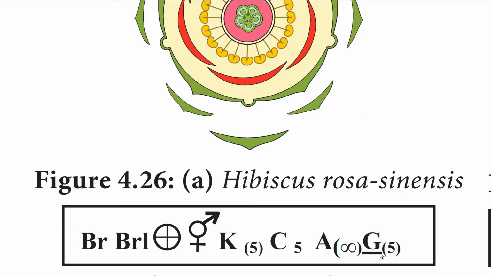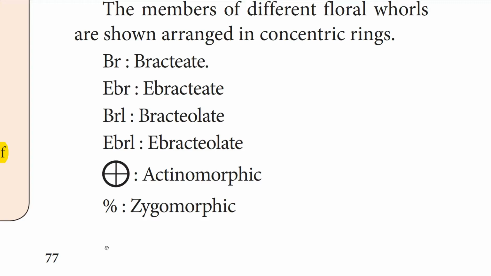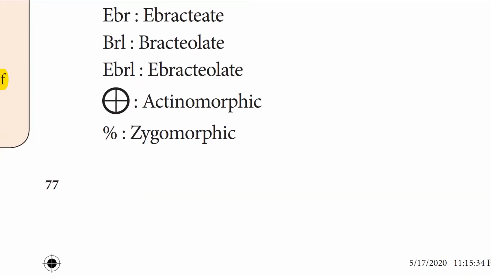Then the gynoecium is superior. It is with a superior ovary, and it is pentalocular, syncarpous, so the number 5 is written within the bracket, which represents the syncarpous ovary. Once again I repeat: BR for bracteate, EBR for ebracteate, BRL for bracteolate, EBRL for ebracteolate. This sign represents the radial symmetry of the flower, actinomorphic. The percentage sign represents the zygomorphic, that is, bilateral symmetry.